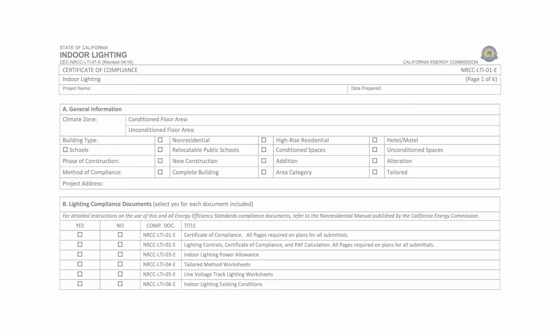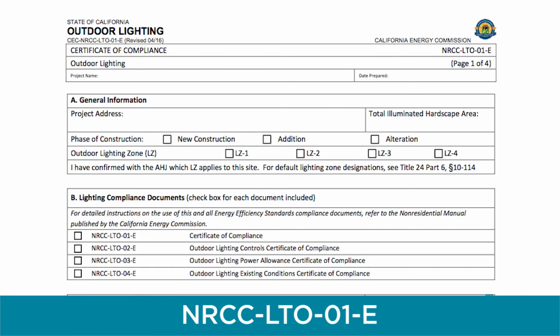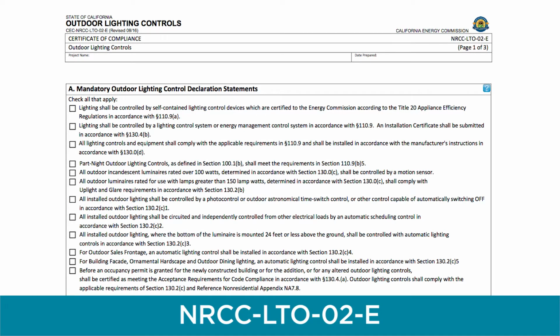Outdoor shutoff controls must be documented on certificates of compliance, installation, and acceptance when used to comply with the energy standards. Form NRCC-LTO-01-E is required for all buildings. This is the certificate of compliance for outdoor lighting. NRCC-LTO-02-E is used to document outdoor lighting controls installed to comply with the standards. Outdoor lighting controls must be noted in Table A and listed separately in Table B.